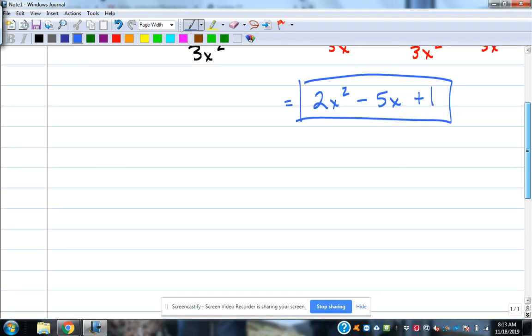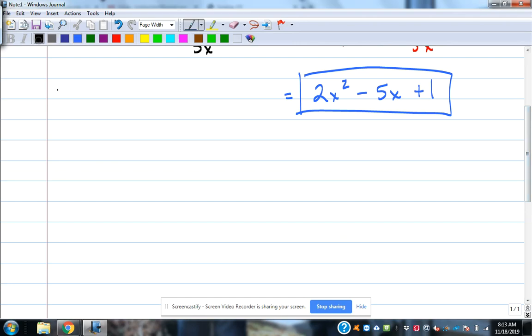If you're dividing by a binomial, that is not quite as easy. And some of you may have done some of this in Algebra 1. You may not have. If you didn't, it's okay. If you did, great. You may not remember it.